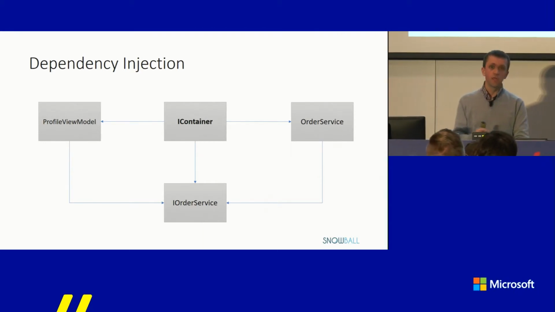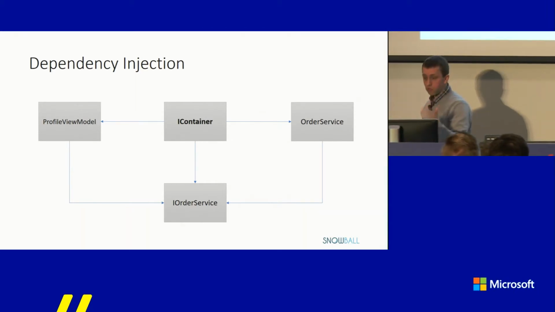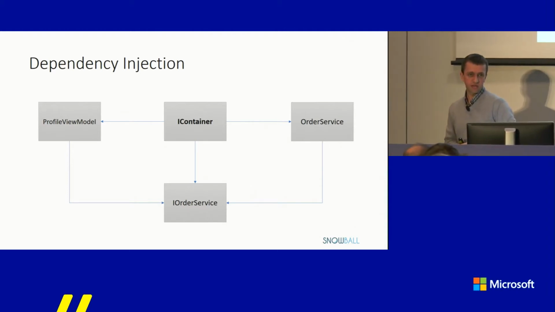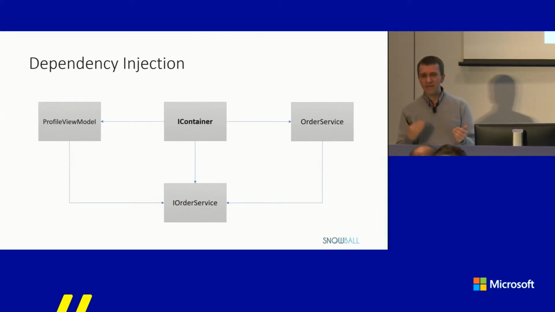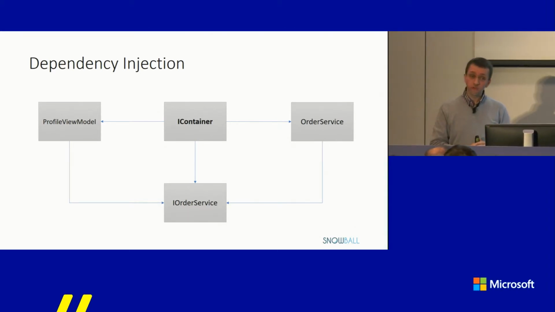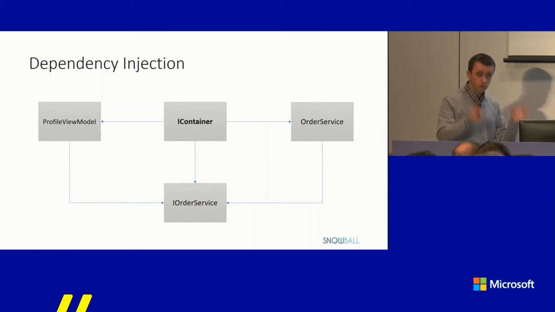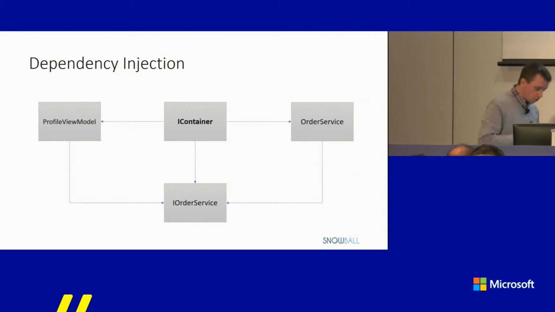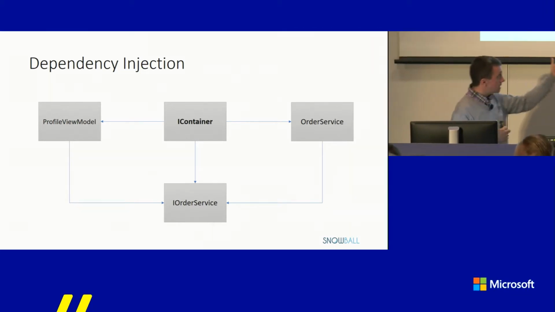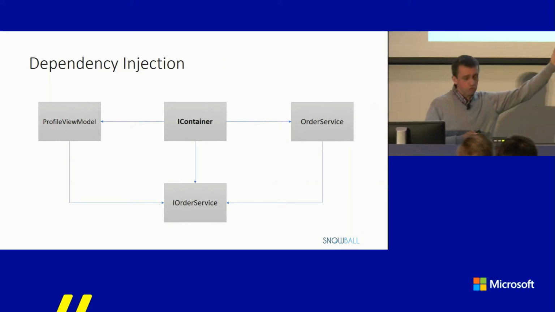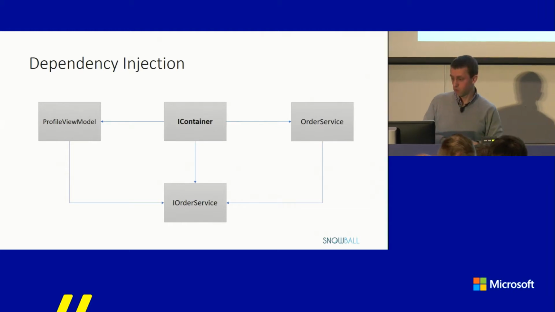Why is this useful? Think of unit testing. If you want to unit test the view models in this architecture, you simply inject mock versions of your services so that you can isolate your view models for testing. It allows you to simply create unit tests that do not depend on external dependencies, in this case, the order service.